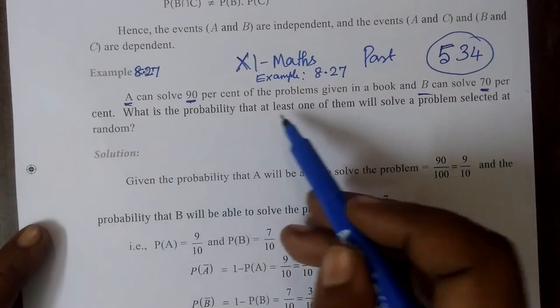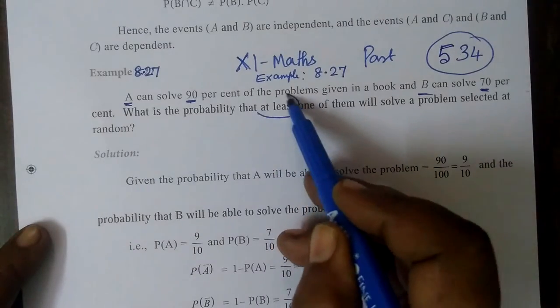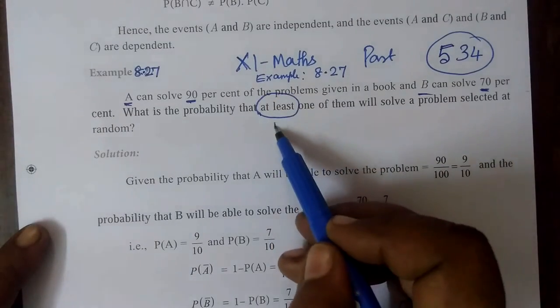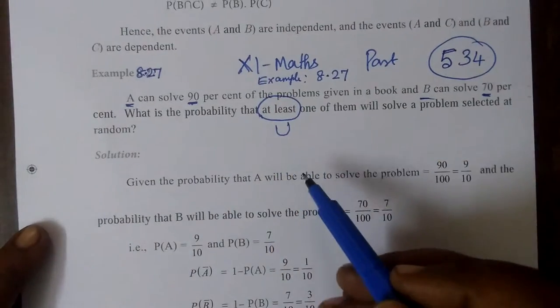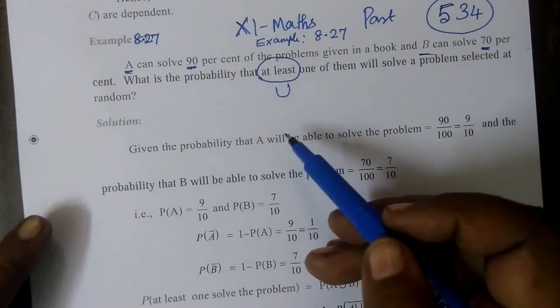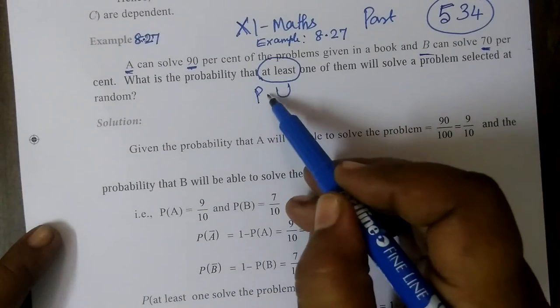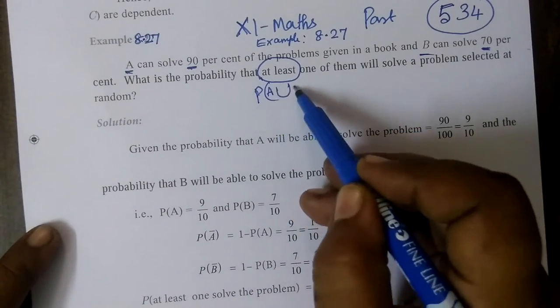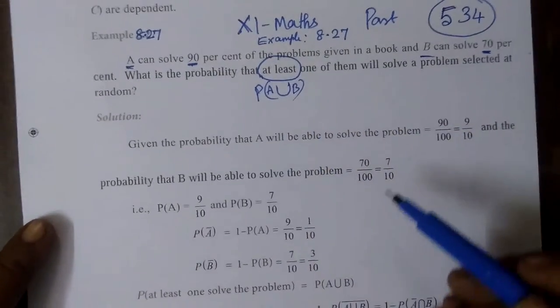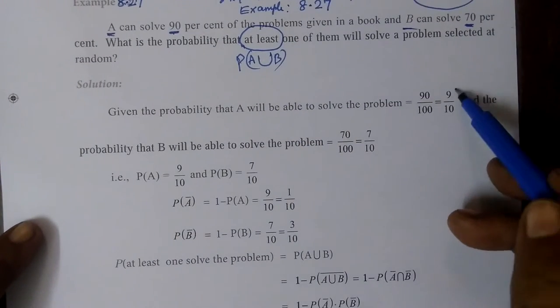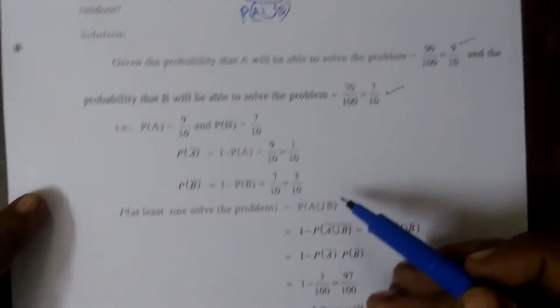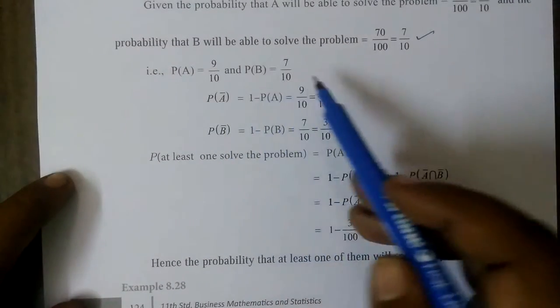And what is the probability that at least one of them solves it? When it says at least, we are using the symbol union. Whenever it is at least, we are using the symbol union. That is P of A union B. So what is given: probability of A and probability of B are given. So let us write P of A, P of B.